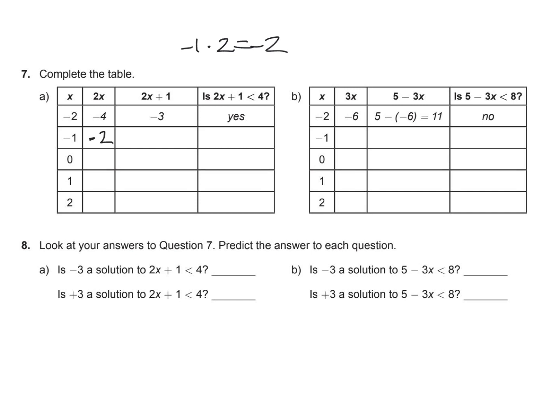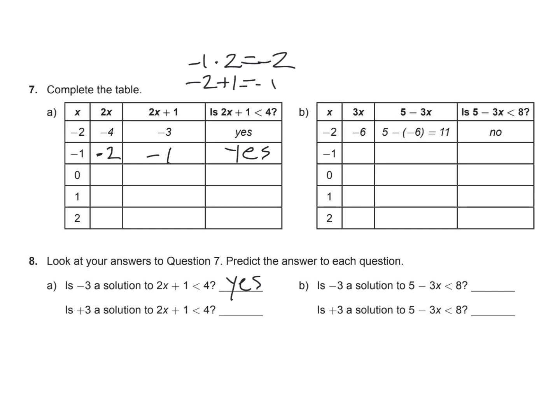And then we're going to do negative 2 plus 1. So negative 2 plus 1 equals negative 1. Now we're checking, is negative 2 plus 1 less than 4? So is negative 1 less than 4? Yes. You need to do that for each one. Then you're going to move on to 8 and make some predictions. So we need to think, do you think that negative 3 is going to be a solution? I'm going to say yes.